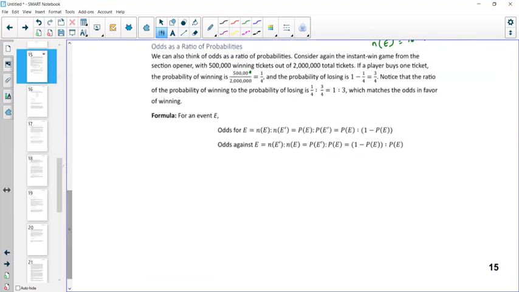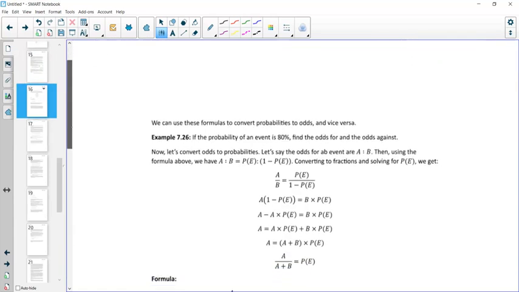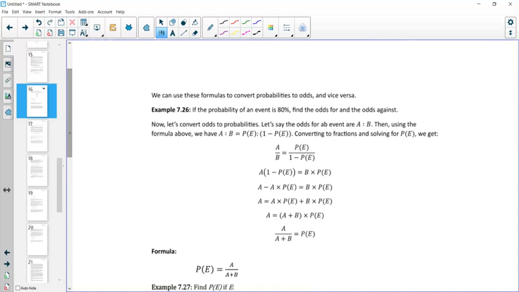Then we have a couple formulas here. The odds for E equals the number of outcomes in E to the number of outcomes in E complement, or the probability of E to 1 minus the probability of E. Likewise, odds against E is 1 minus the probability of E, or the probability of E complement, to the probability of E. So let's see how this works. We can use these formulas to convert probabilities to odds and vice versa.